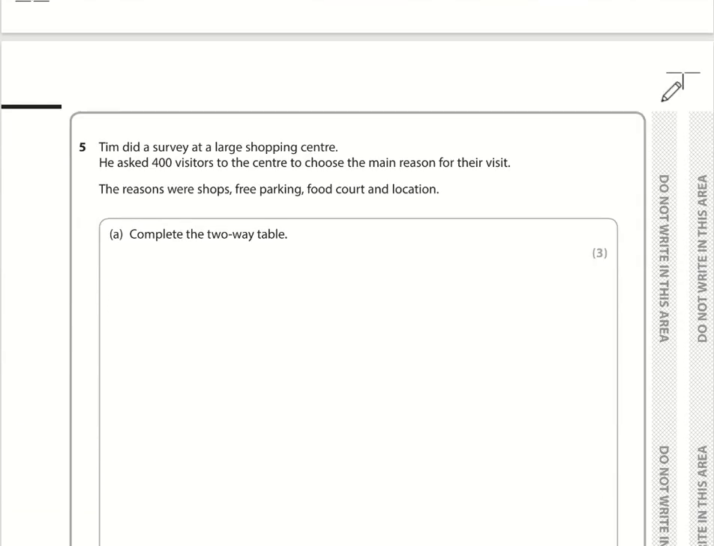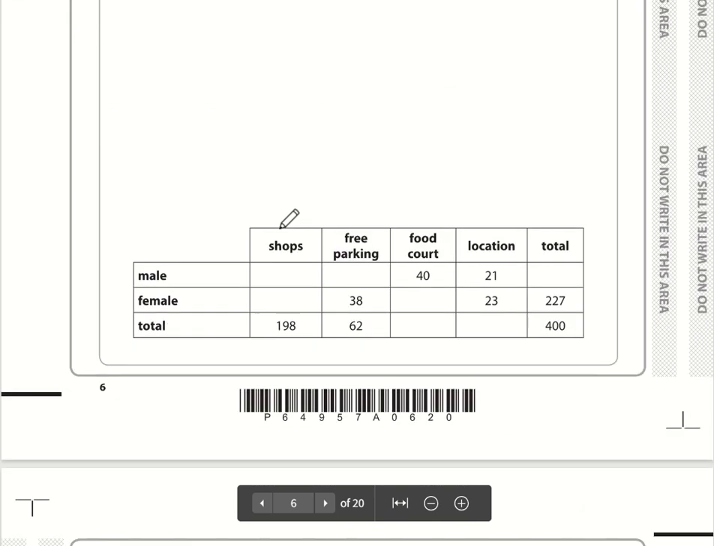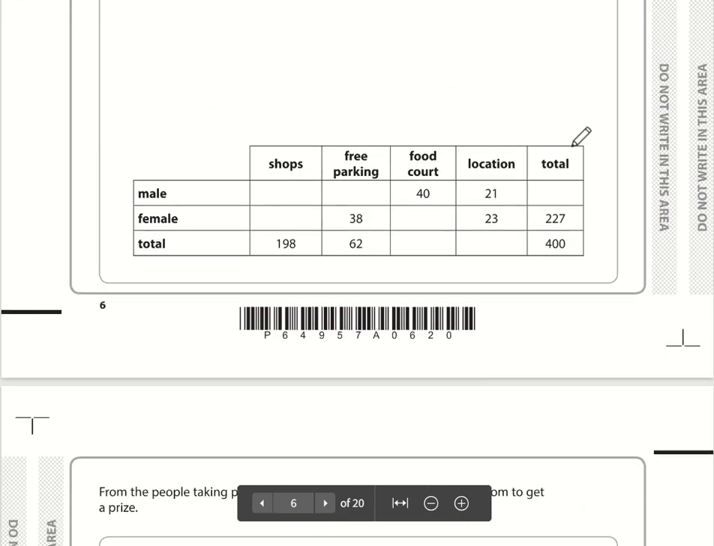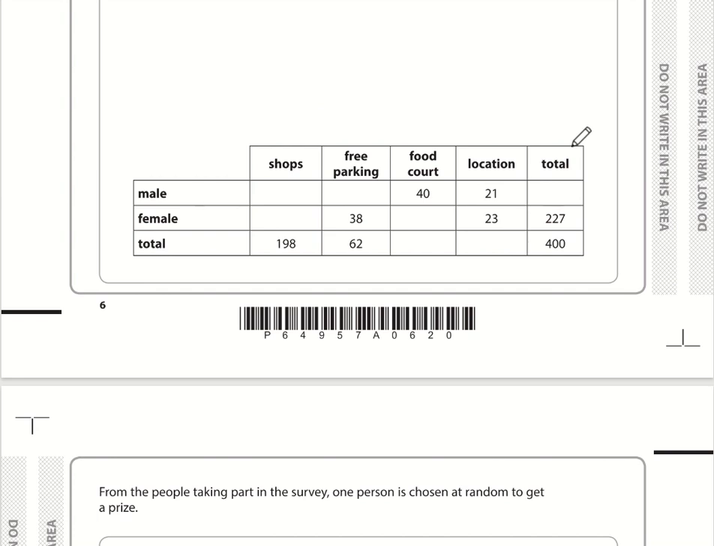Okay, question number 5. So Tim did a survey at a large shopping centre, etc. We need to complete a 2-way table. So here it is. What we're doing is just looking for a row or a column where there's just one value missing. So for example, we know that there's a total of 400 people, 227 were female, so the number of males is 400 take away 227, which is 173.